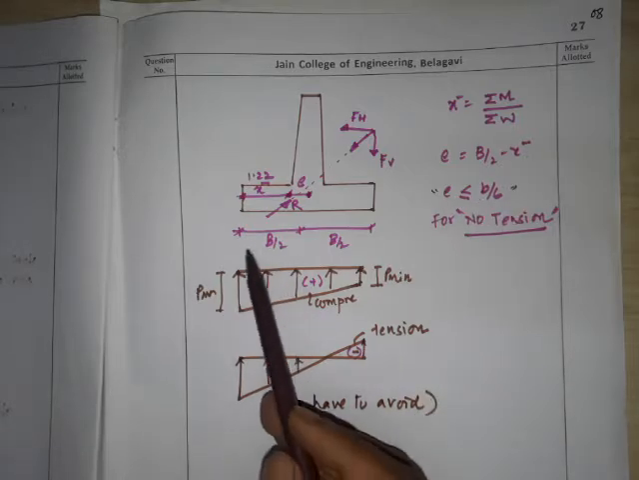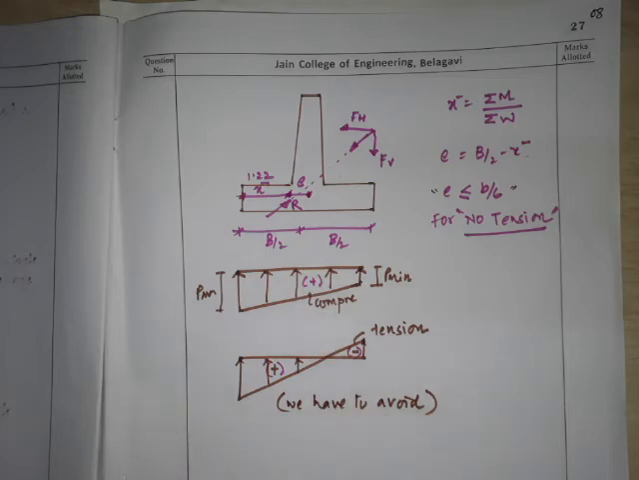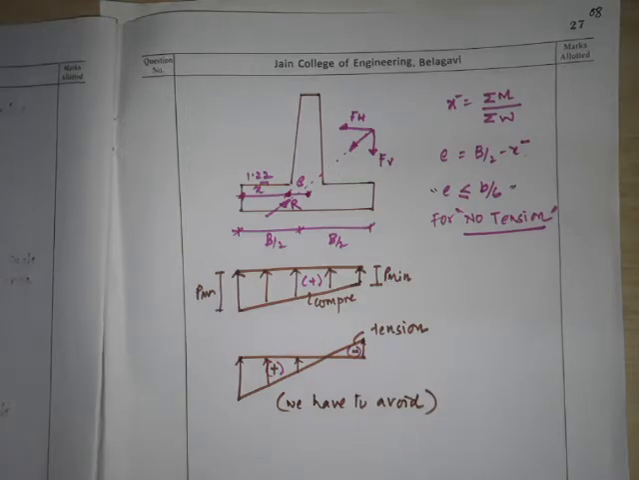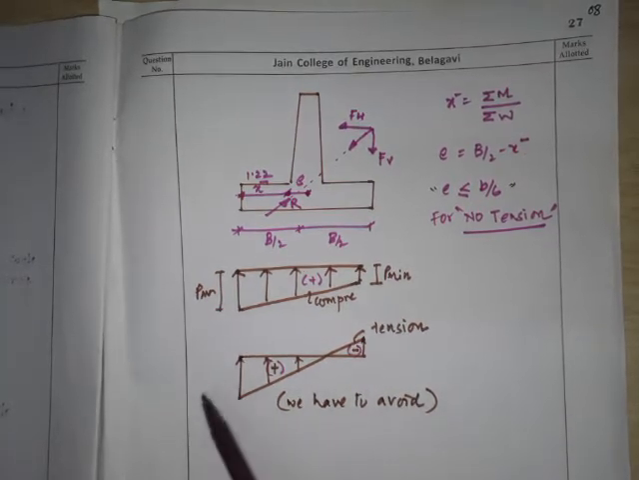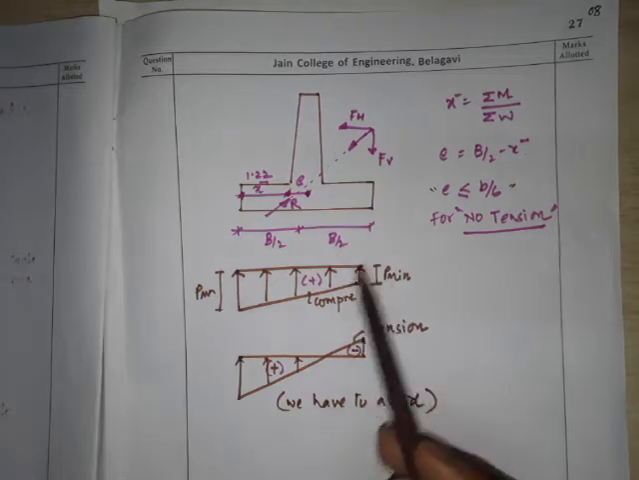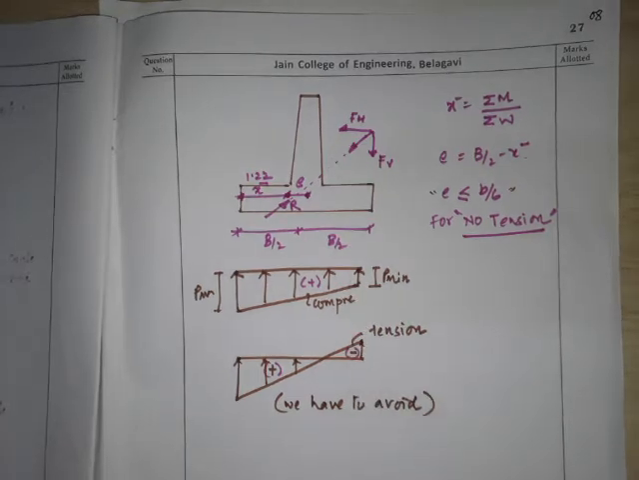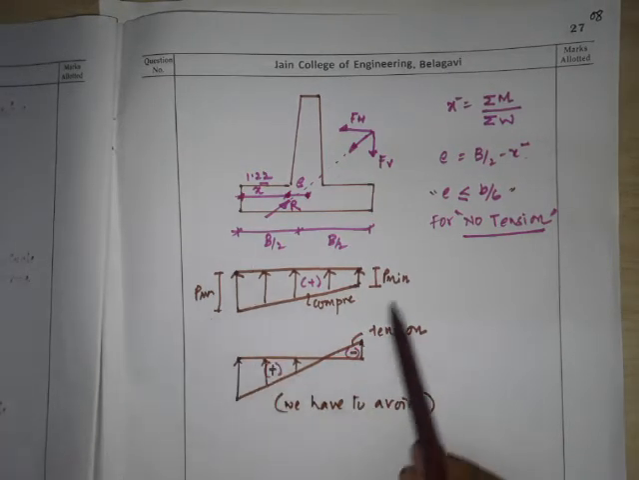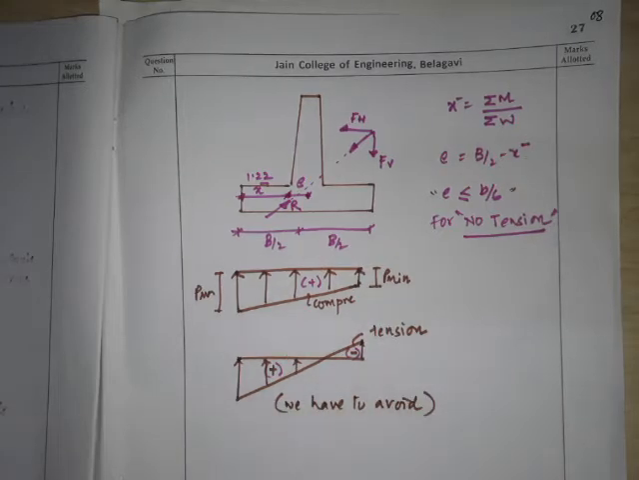So that time you will get this type of upward pressure. If you get E more than B by 6, you will get this type of upward pressure distribution diagram. So this is totally avoided. So we have to go for this. So if you get like this, you have to revise your design. Now I will show how you get this. So we have to find out the upward pressure.